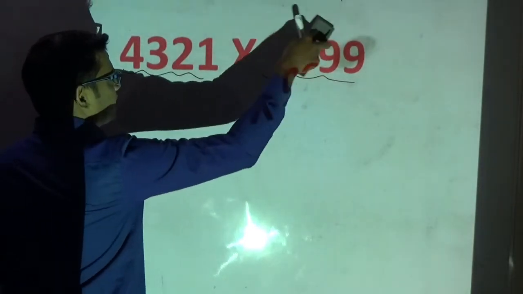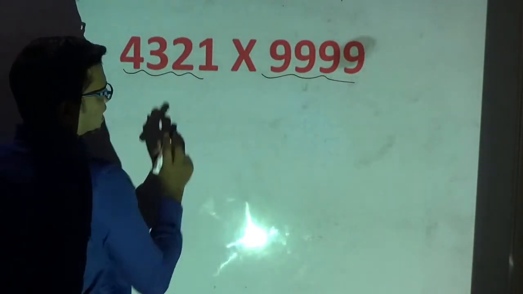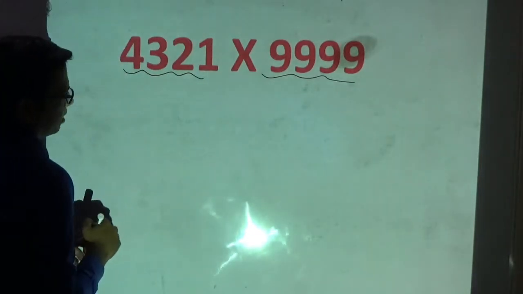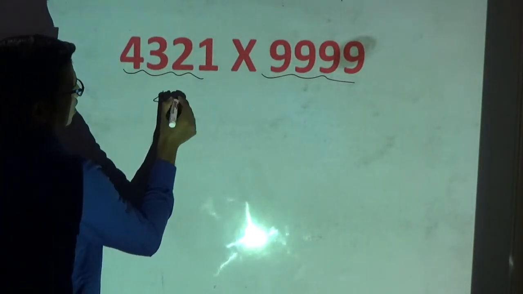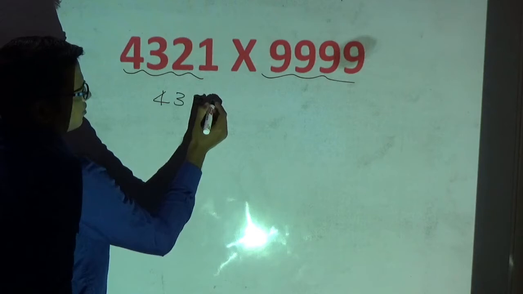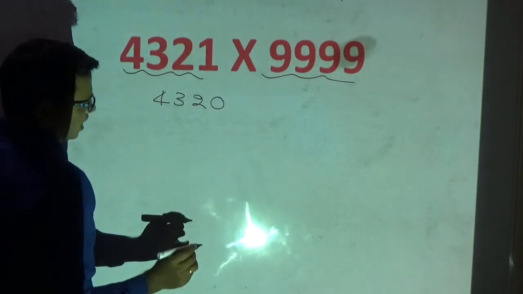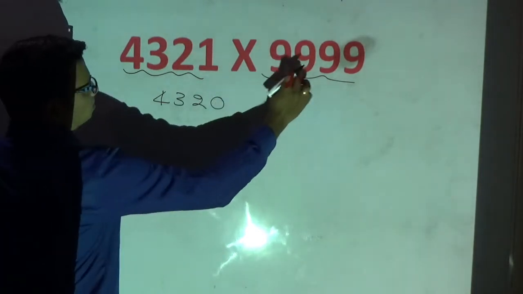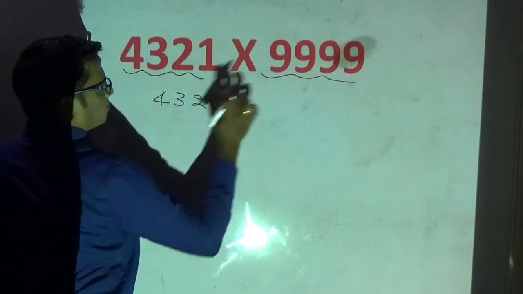This method is applicable whenever the number of digits in the multiplicand is the same as the number of 9s in the multiplier. First, write all the digits as they are and reduce the last digit by 1. This is half of the answer. The next half of the answer is subtracted from 9999.